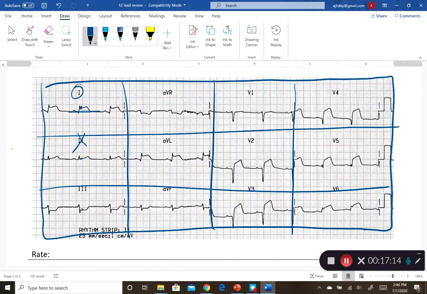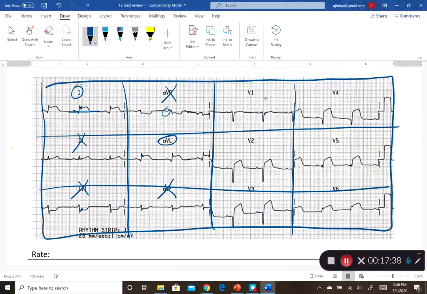Lead 3, there's where my QRS ends. Got some depression there. We don't use AVR for diagnostics. We do want to see that P wave is inverted though, which it looks like it is. My AVL, definitely got some elevation there. AVF, nope, maybe, oops, that was supposed to be an X. Maybe a little bit of depression, but definitely no elevation.